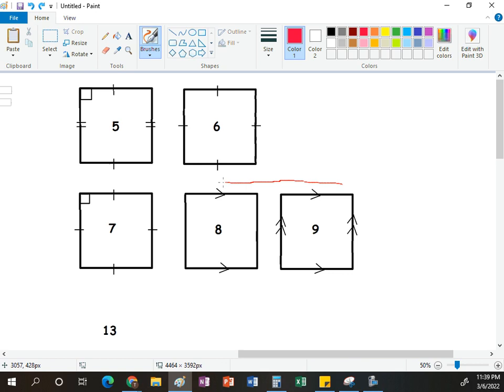Problems 8 and 9 just have to do with the parallel sides. And the difference here is in number 8, we have 1 set of parallel sides, but in number 9, we have 2 sets of parallel sides. Well, a quadrilateral with 1 set of parallel sides is a trapezoid, and a quadrilateral with 2 sets of parallel sides is a parallelogram.